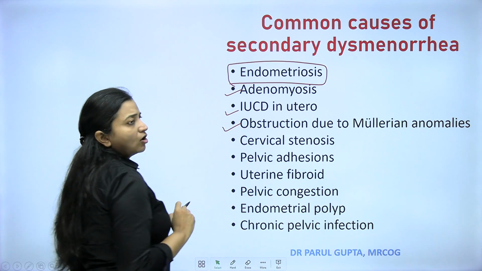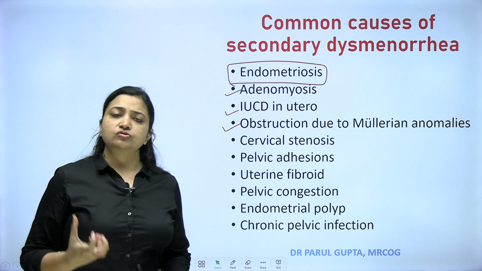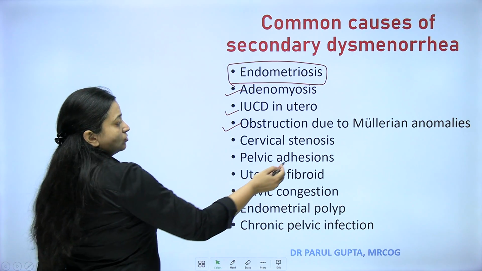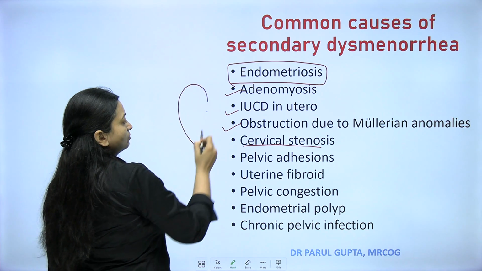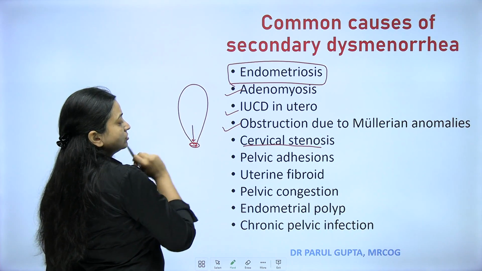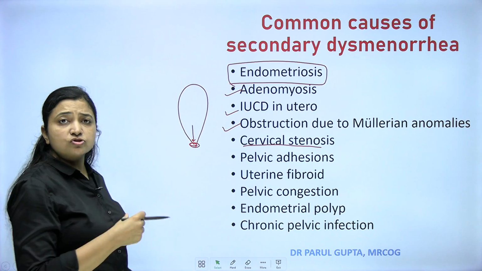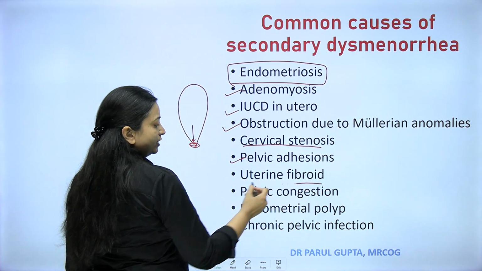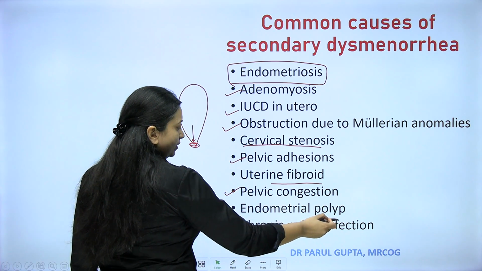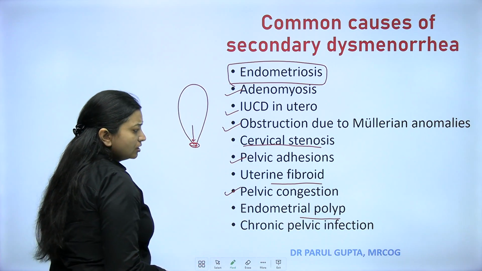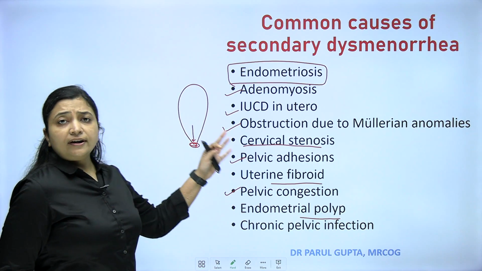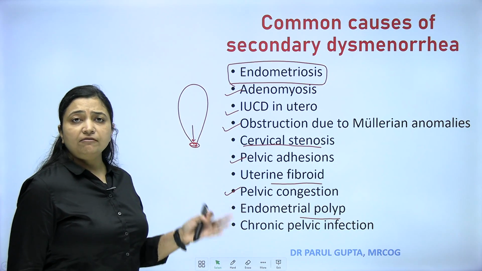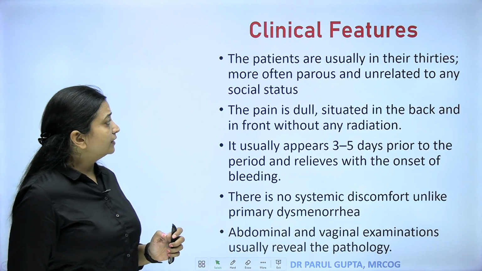Obstruction due to Mullerian anomalies. There are Mullerian anomalies, that means uterine congenital anomalies, right? Cervical stenosis. What I was talking about, the cervix is too tight and the blood is not able to pass. So there the uterus is pushing and there is pain. Pelvic adhesions, uterine fibroids, pelvic congestion, endometrial polyp, chronic pelvic infection. Main topics we have already covered in separate lectures because each of them is a separate pelvic pathology which we have to deal with accordingly.